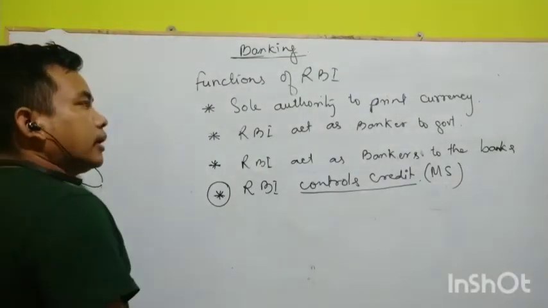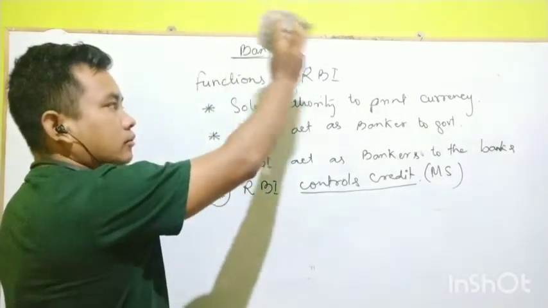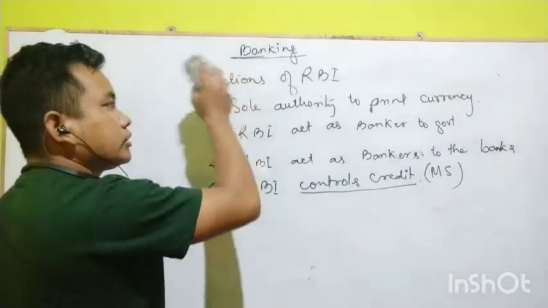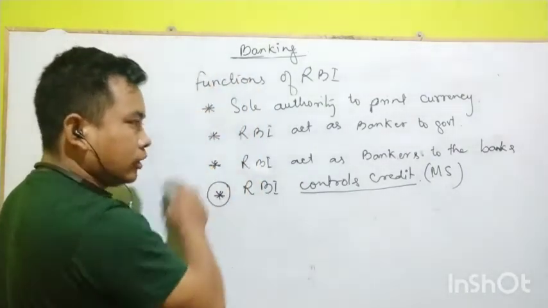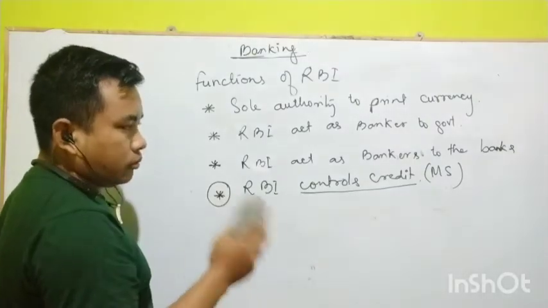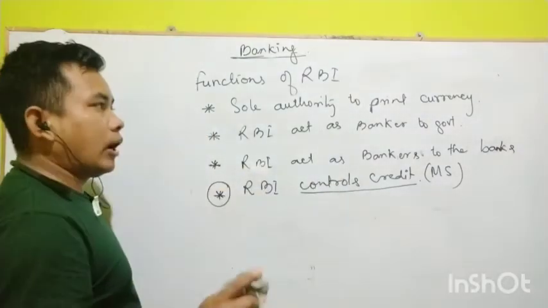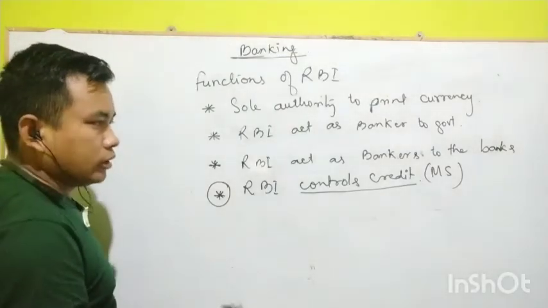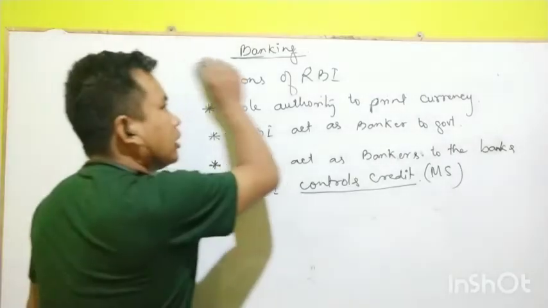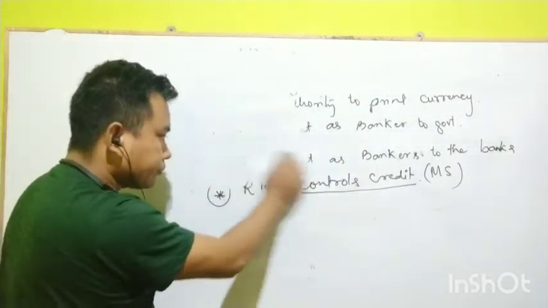We started with the banking idea at the very beginning, and I told you the backstory of RBI. After that, I explained all these functions of RBI. Among the functions of RBI, one of the most important is the control of credit. This is what I am going to explain next. Now let's begin.